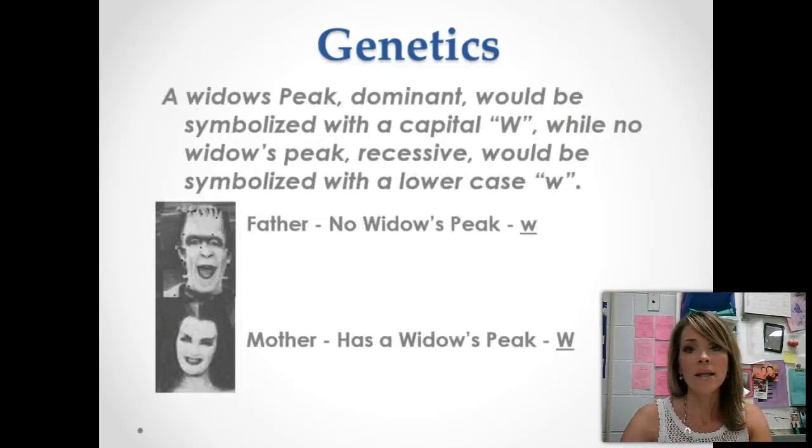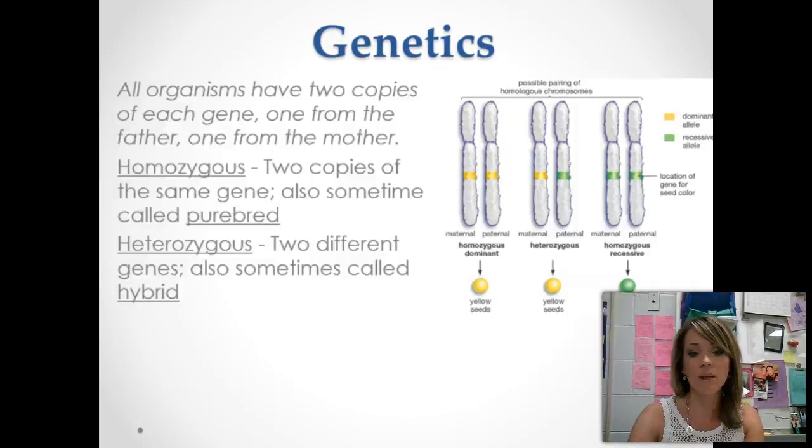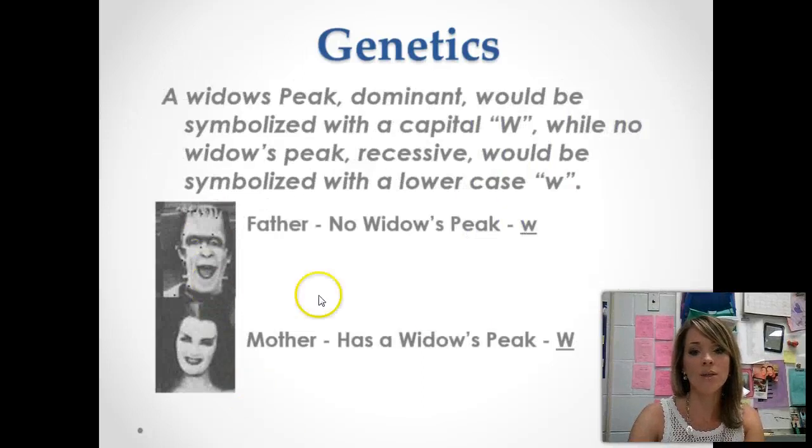All right, now in the case of widow's peak, we said the widow's peak was dominant. So our rules are for a widow's peak, we're going to use a capital W. The recessive trait is no widow's peak, so we're going to use a lowercase w. These are actually Herman Munster's parents on the TV show. Here's his mom, she has a widow's peak, and here's his dad who does not. And these are the letters we're going to use to represent them.